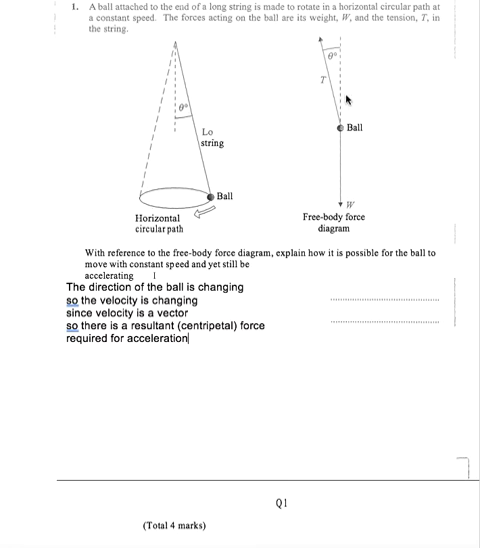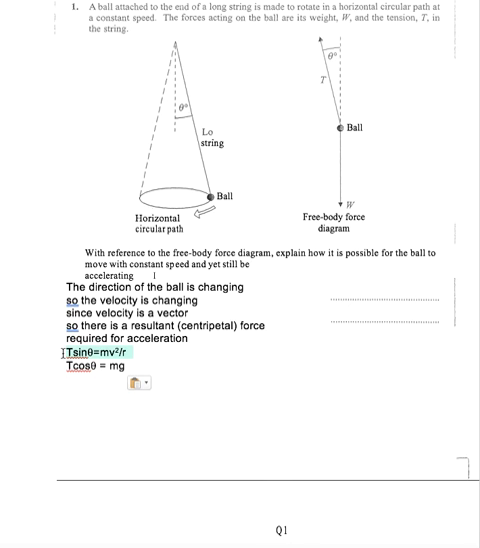But with reference to the free body force diagram, you're going to say that T sine theta is your centripetal force. It is the horizontal component of T. You might also, just for completeness, say that T cos theta is mg. But that's where your 4 marks come from.